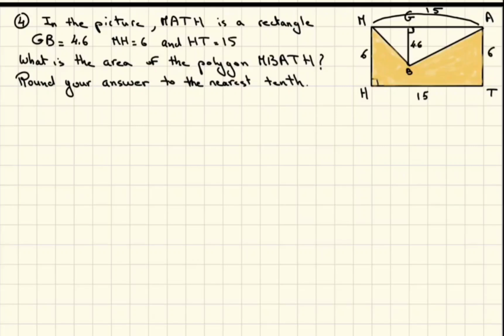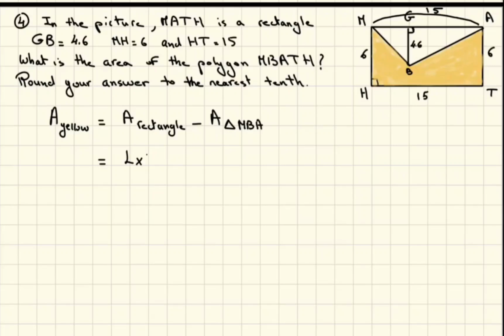The question is, what is the area of the polygon MBATH? I highlighted this polygon for you. Now clearly, as you can see, we have a rectangle and we have a triangle there, the one that is not shaded. To get the area of the yellow part, or the shaded part, it is the area of the rectangle, and I subtract from it the area of the triangle MBA.